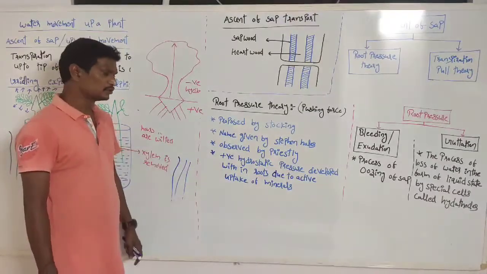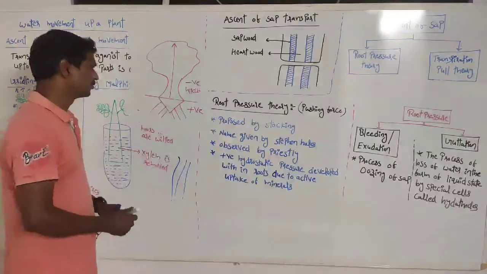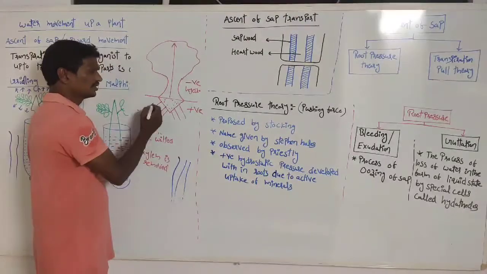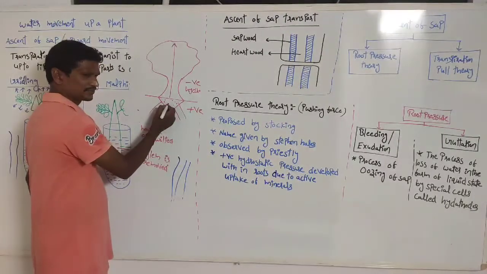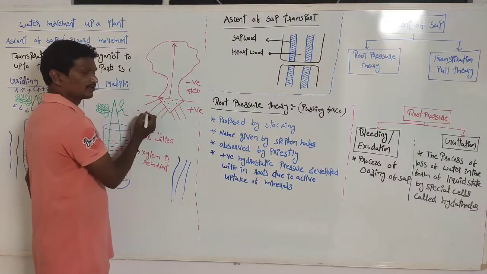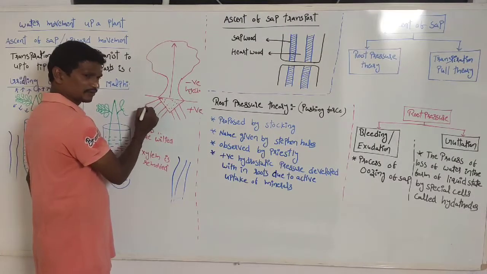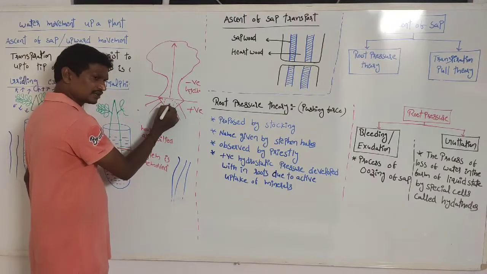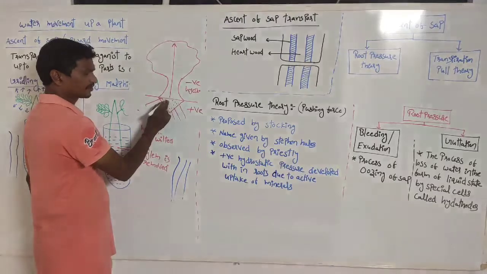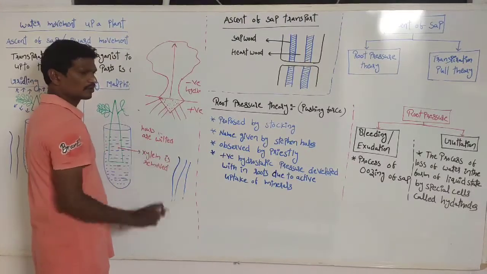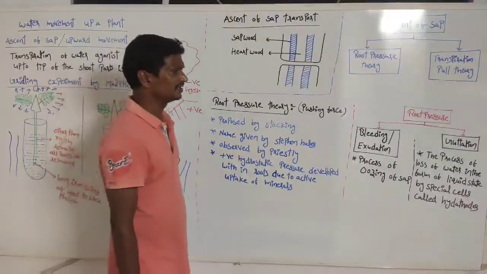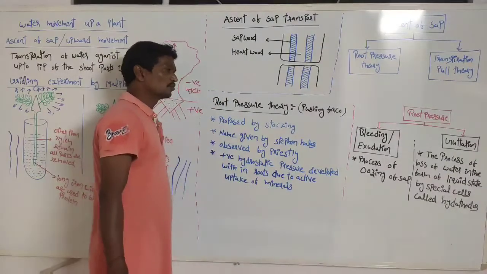It is developed within the roots due to active uptake of minerals. Once the minerals are entering the root cells, the water potential inside is decreased. Within the soil, more water potential is present. Then water is transported from the soil to the inside of the root cells, from high water potential to low water potential. That is about root pressure.